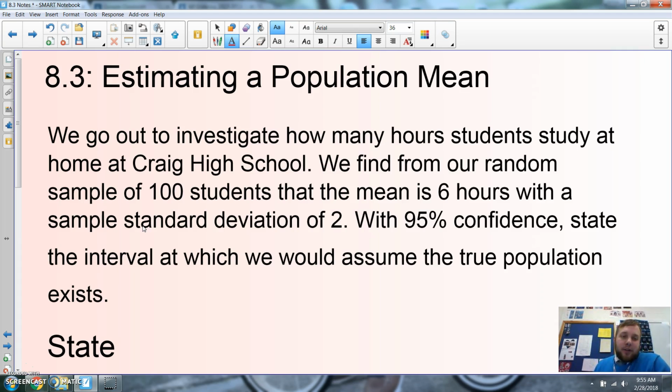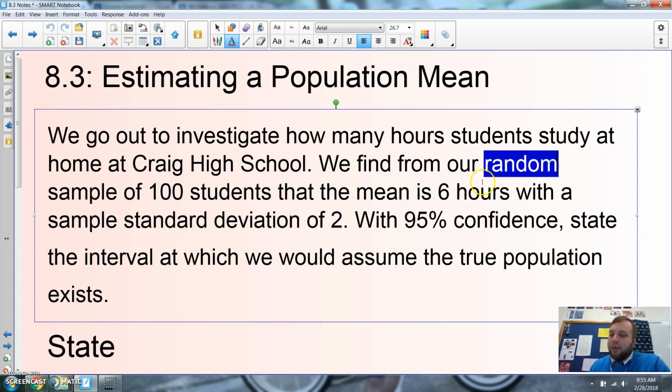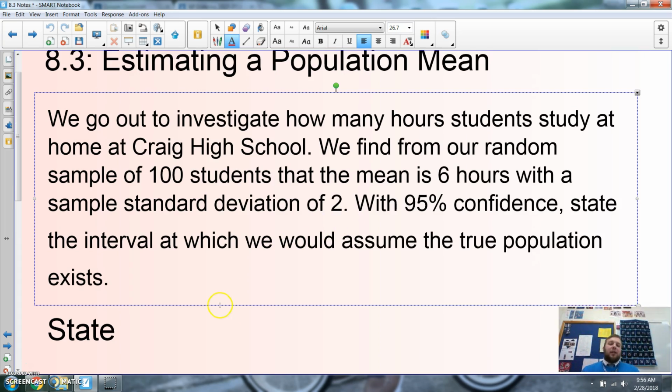So here's the situation. We go out to investigate how many hours students study at home at Craig High School. We find out from a random sample of 100. By the way, you might have to write in random. I don't know if your notes actually said random. It is kind of important, though. That the mean is 6 hours with a sample standard deviation 2. With a 95% confidence, state the interval at which we would assume the true population exists.